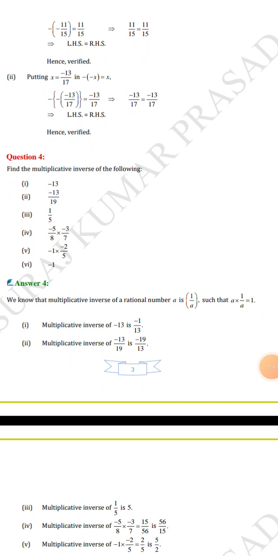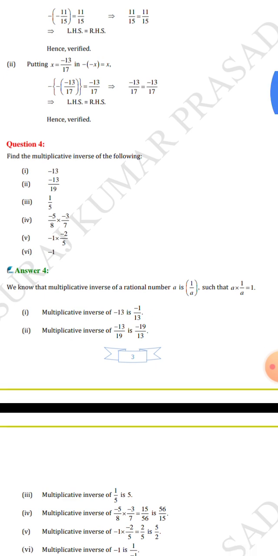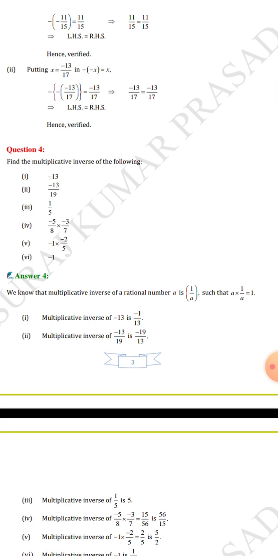Question number 4. Find the multiplicative inverse of the following. First one is -13. Second one -13/19. Third one 1/5. Fourth one -5/8 × -3/7. Fifth one -1 × -2/5. Sixth one -1.